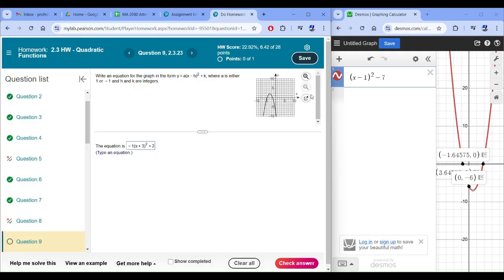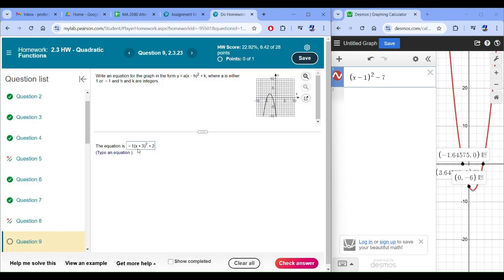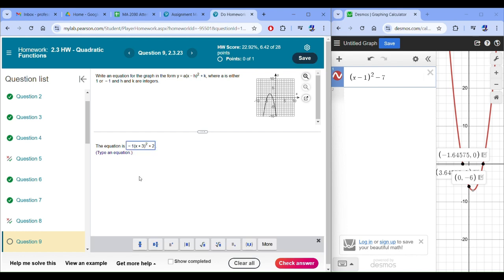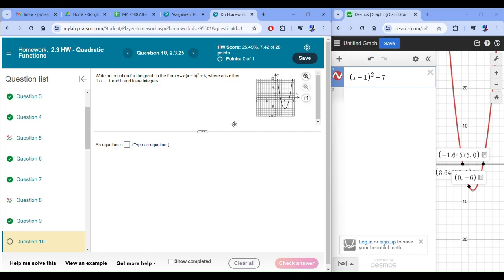Did I switch them? Was it 2 and 3? Negative 1, 2, 3, 1, 2, 3, 4, 5. I think negative x plus 3, plus 2. Oh, type an equation. You guys, come on, computer. Y equals, there it is. I was like, how do you, same exact thing here.